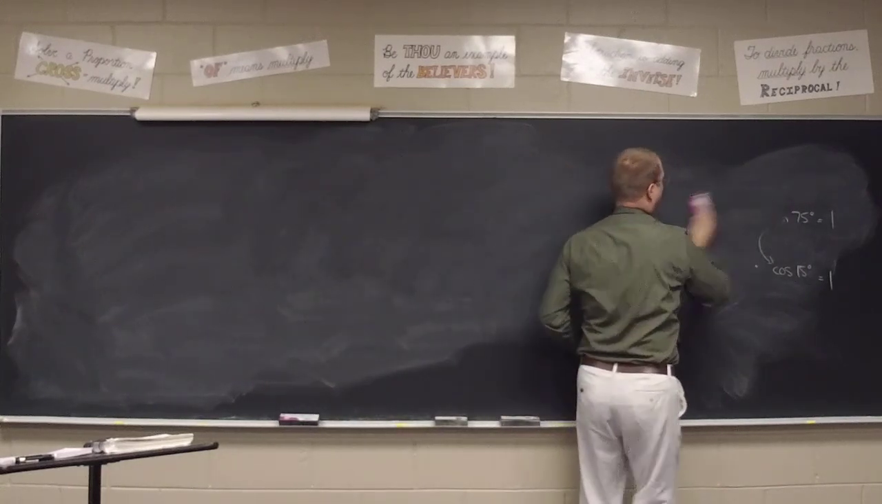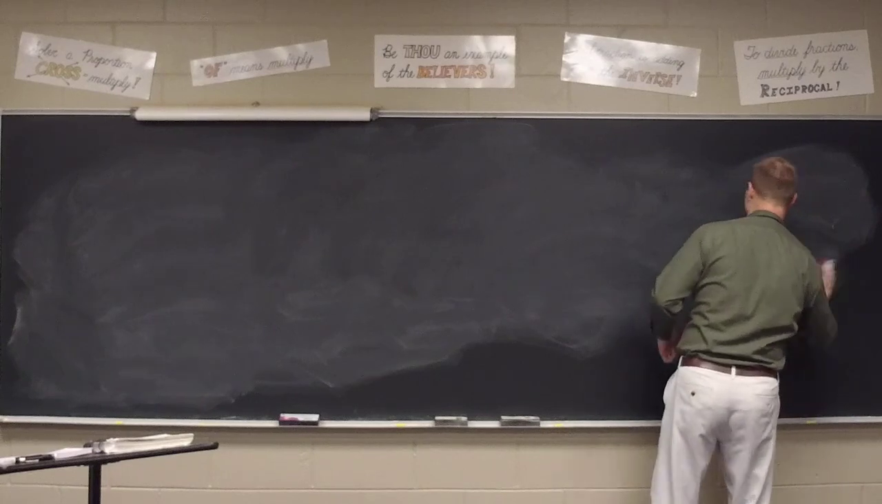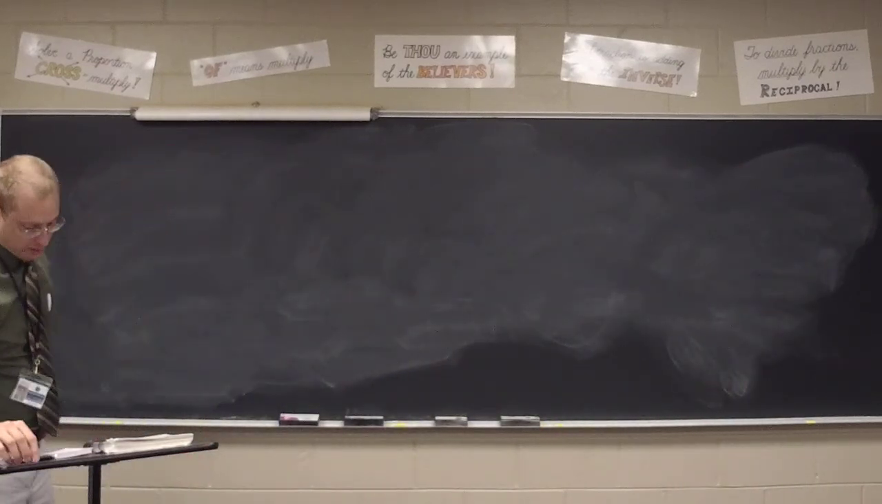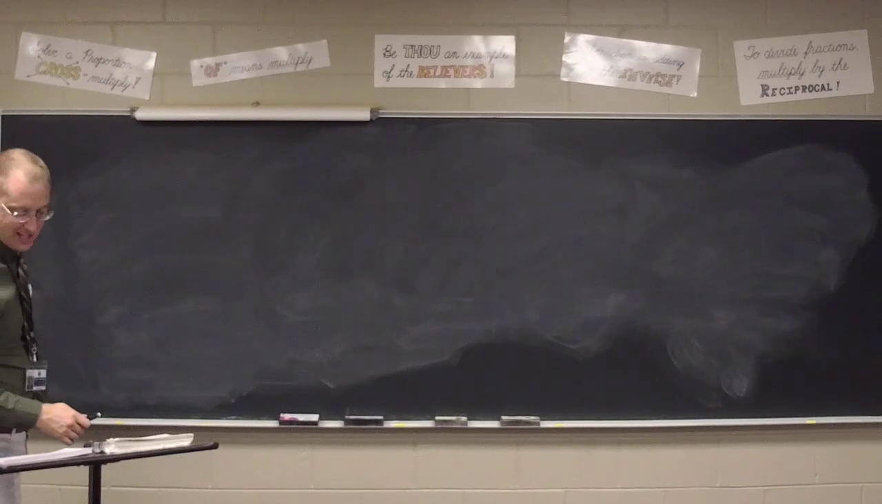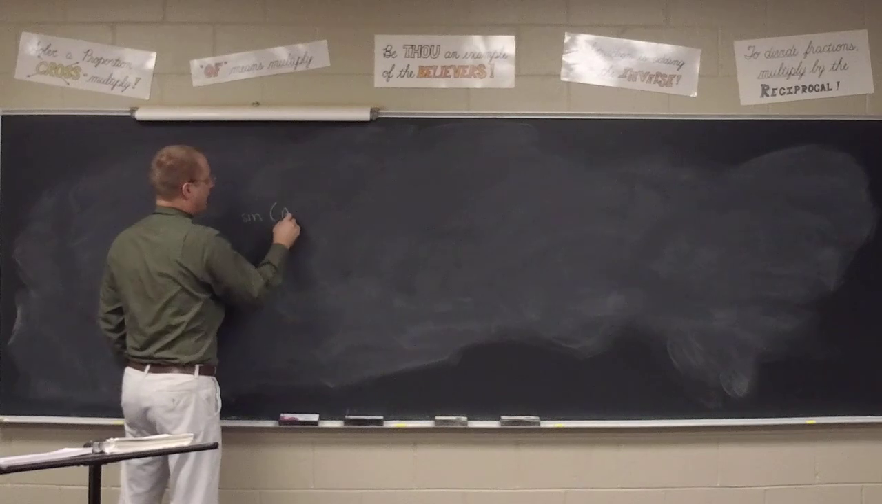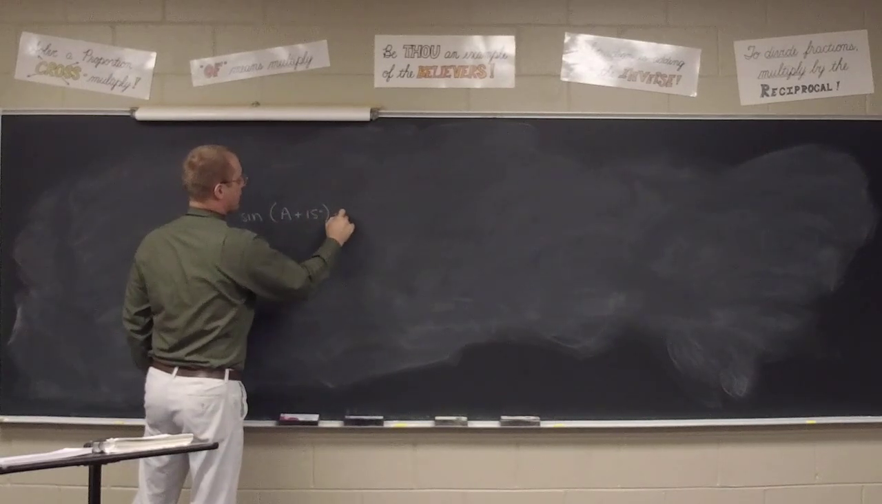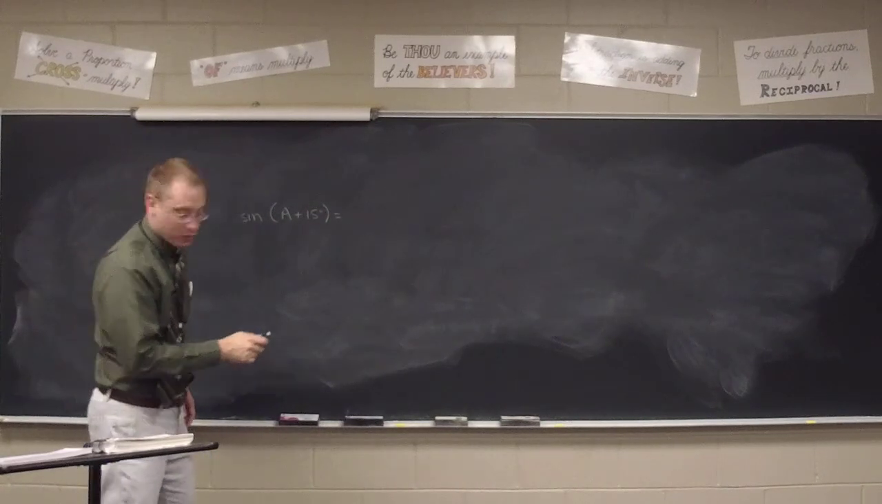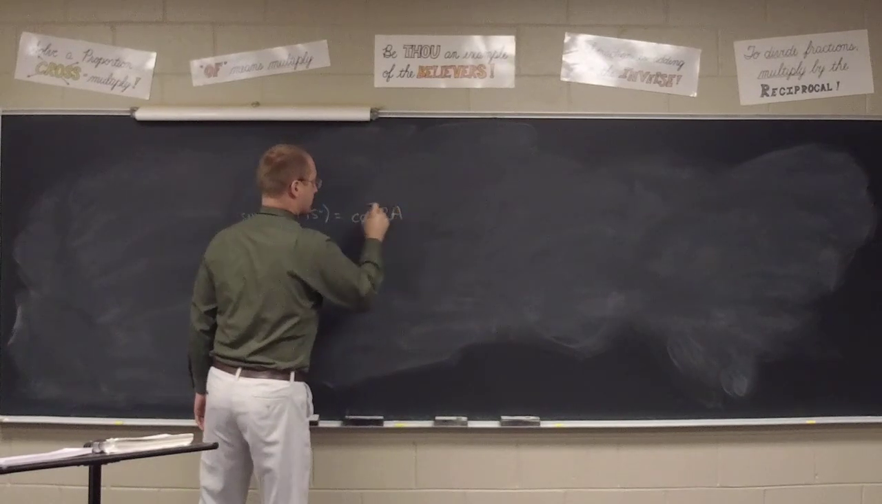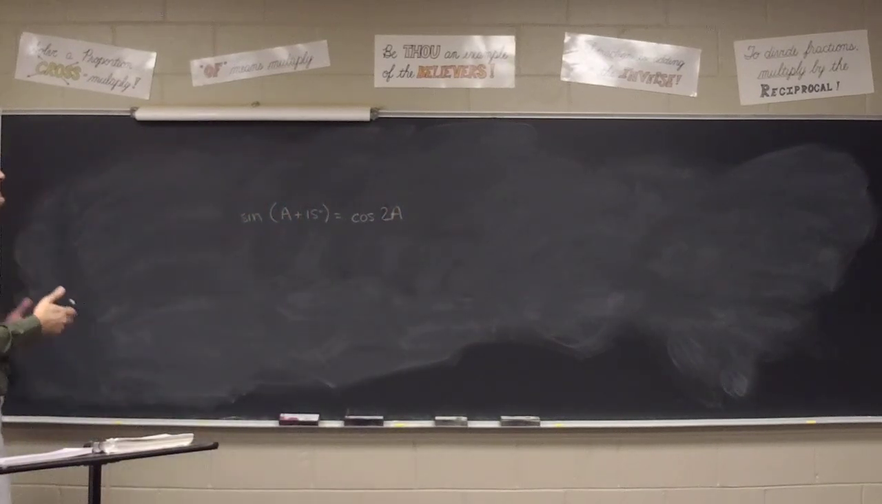And we're going to learn to solve all kinds of trig equations later in the year. This is just a special subset of trig equations. I want you to look at the example problem on page 16. They give us that the sine of a plus 15 degrees is equal to the cosine of 2 times whatever that angle is. The question is, what is a? For what value of a is this true?